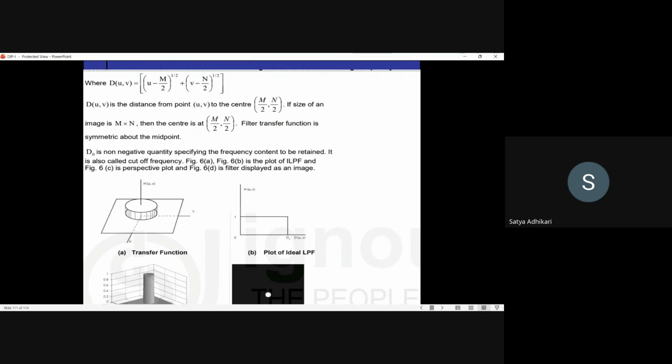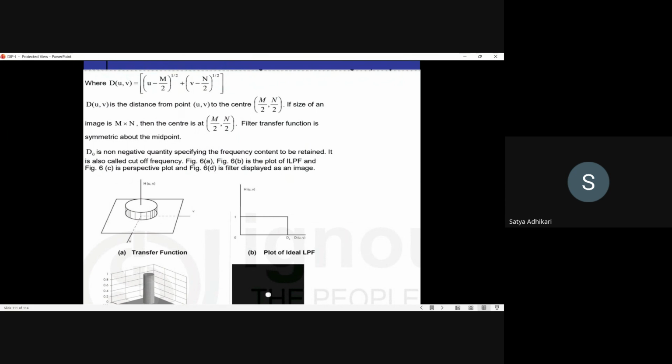D0 is a non-negative quantity. If the signal is less than D0, it passes; otherwise it is blocked. So D0 is a non-negative quantity that specifies the frequency content to be retained. It is called the cutoff frequency.